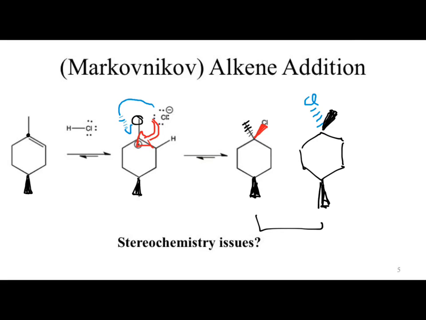Then just to make it fun, what is the relationship between those two structures? So if they're enantiomers, I could draw a dashed line down and we'd have a mirror image. Are those mirror images of each other? No. So they're non-superimposable. They're not mirror images, which means diastereomers.